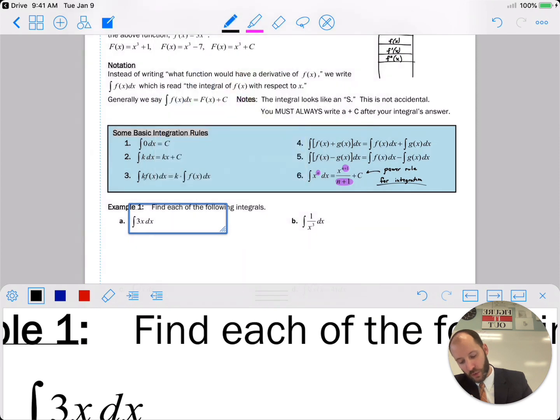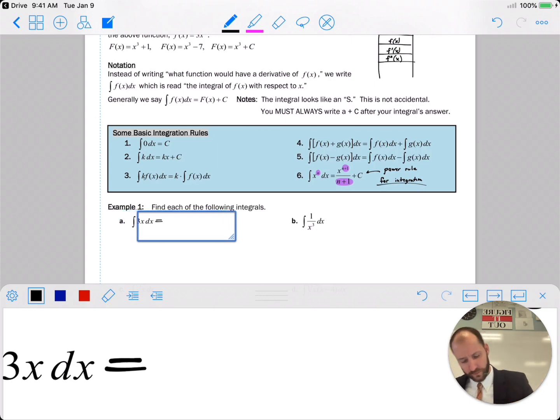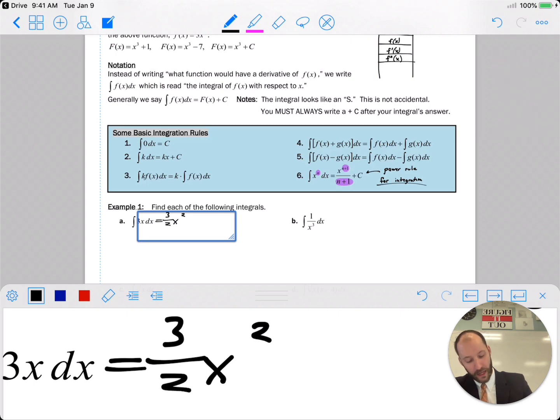So 3x squared. Sorry, the indefinite integral of 3x dx. What am I thinking? So increase your exponent by 1. So x to the second. And then divide your coefficient by your new exponent. So your coefficient 3 divided by your new exponent 2. And don't forget, plus c.